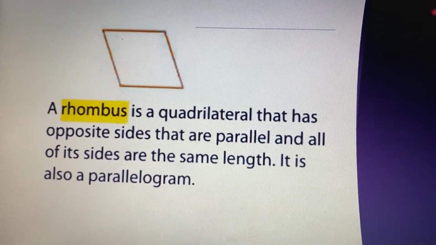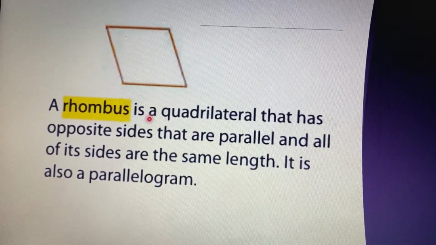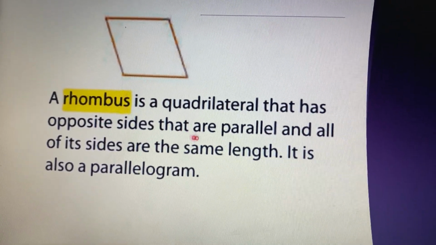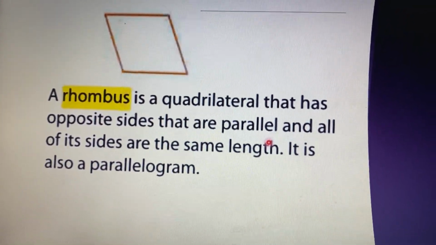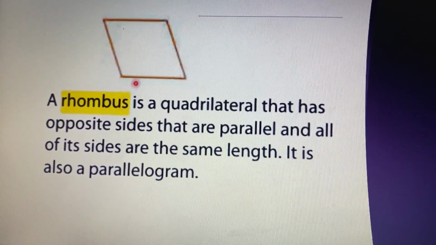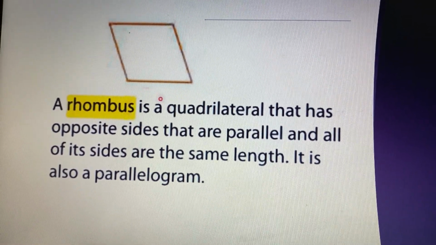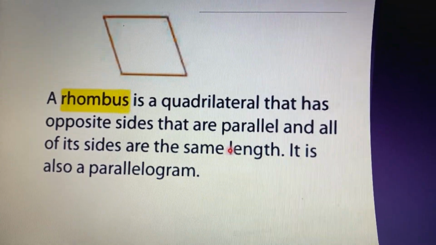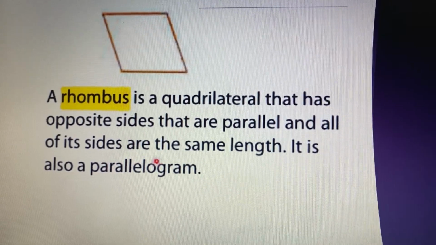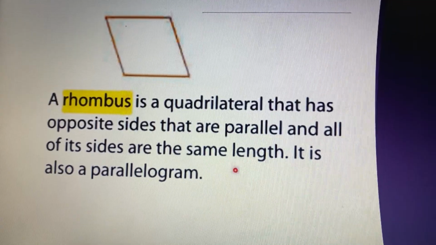The last one is called a rhombus. The rhombus is a quadrilateral, of course, that has opposite sides that are parallel. The same as the others, the top and the bottom sides are parallel. The right and the left sides are parallel too. But the difference is that, like the square, all sides are the same length.